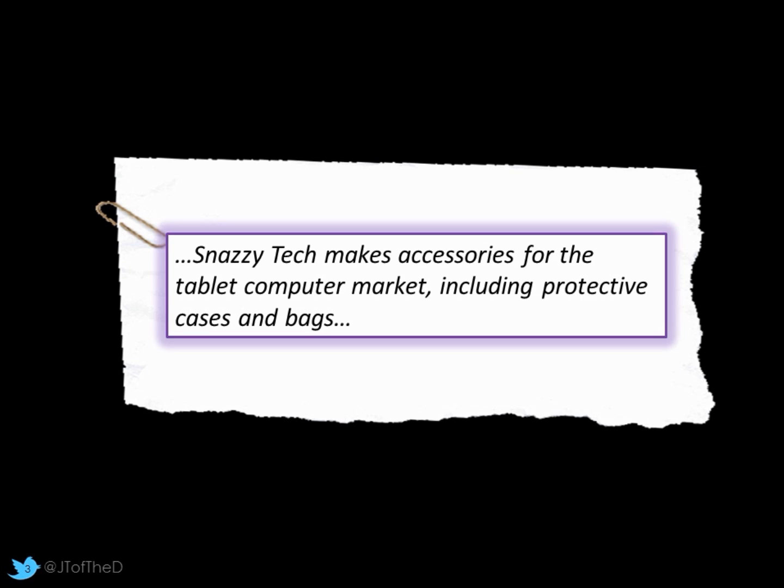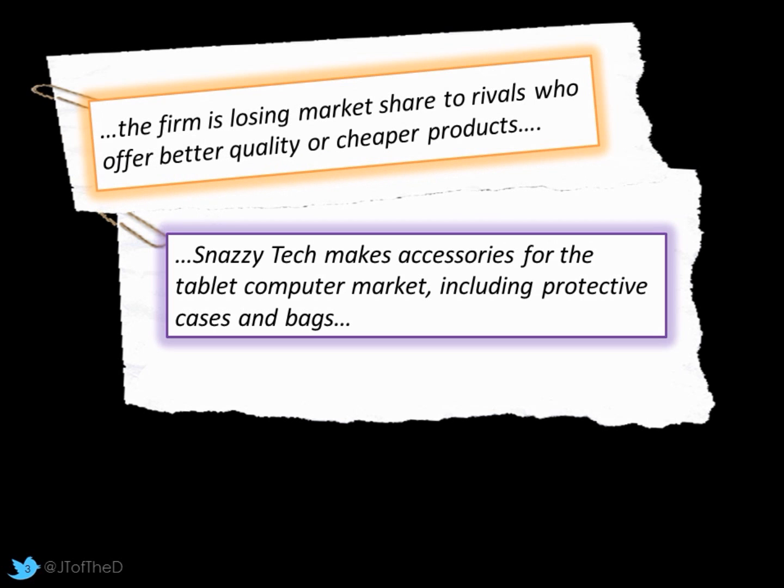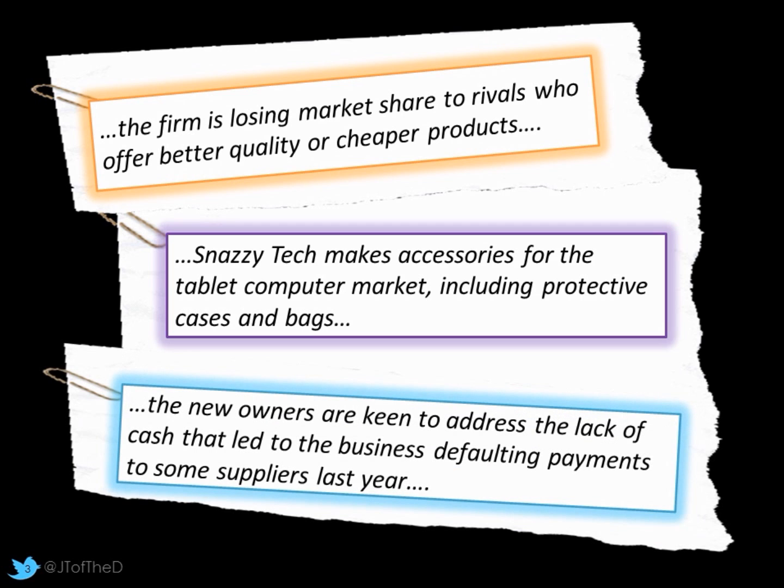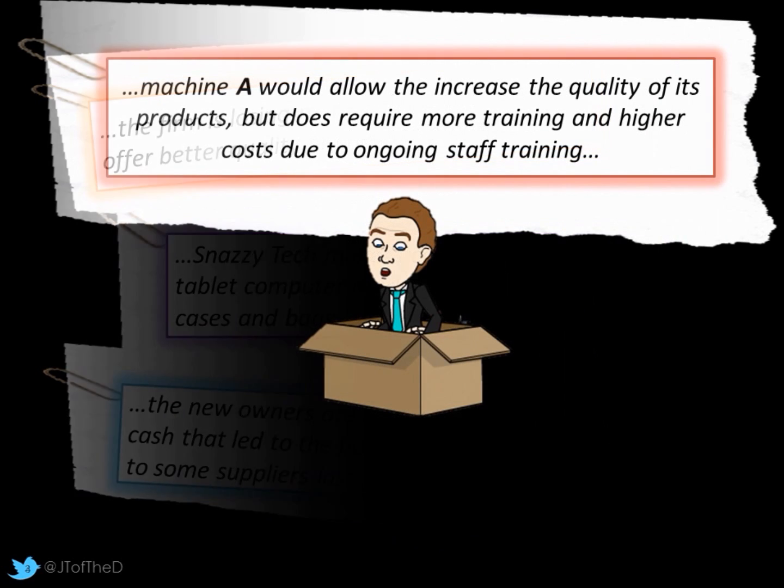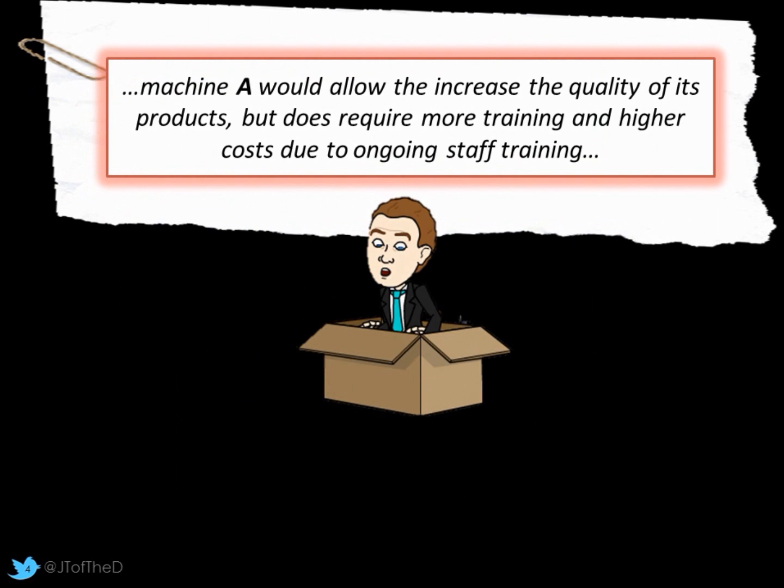So we have a business called Snazzy Tech who make accessories for the tablet computer market, so things such as cases, bags, whatever. The company's losing market share, and the companies taking it are either beating them in terms of quality or maybe offering cheaper products. So we've got a business in some form of peril, and this is pretty common. The new owners who've taken over the business are trying to look at cash. Cash had been an issue in the past, they almost became insolvent last year, couldn't pay suppliers. So there are two machines they're looking to invest in, a choice of one or the other, to help them move themselves forward as a company.